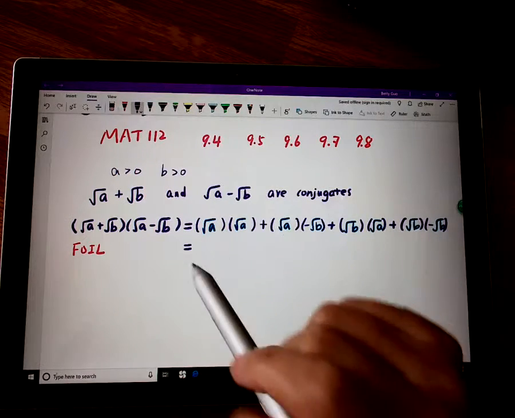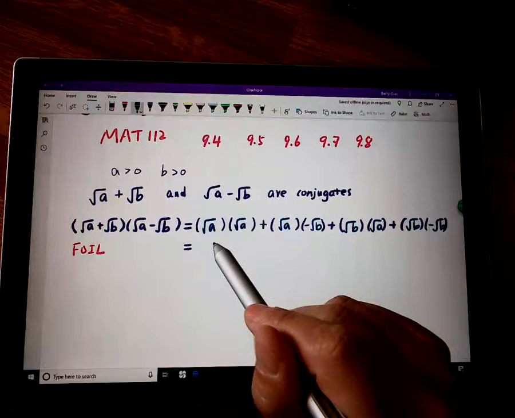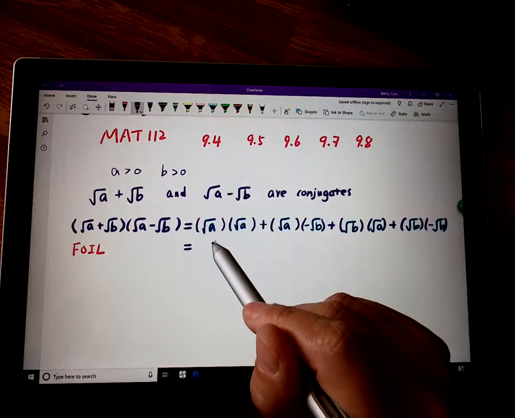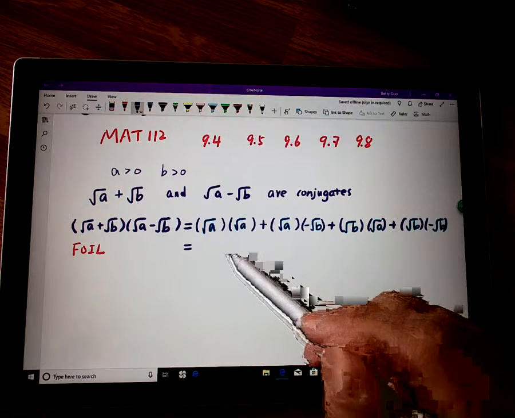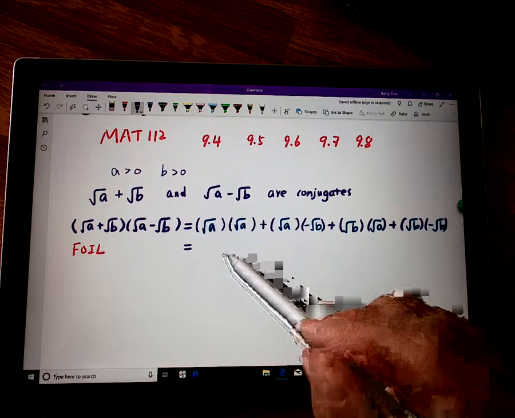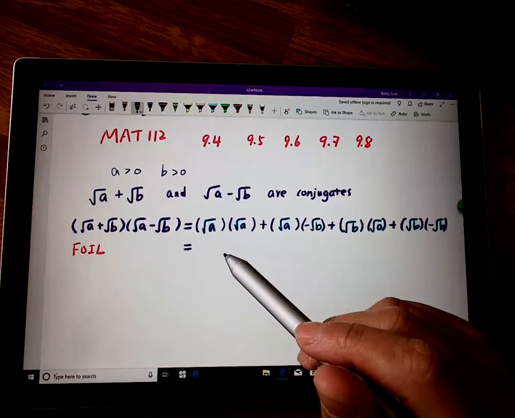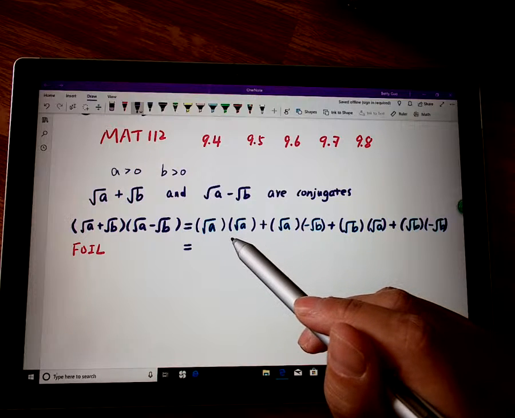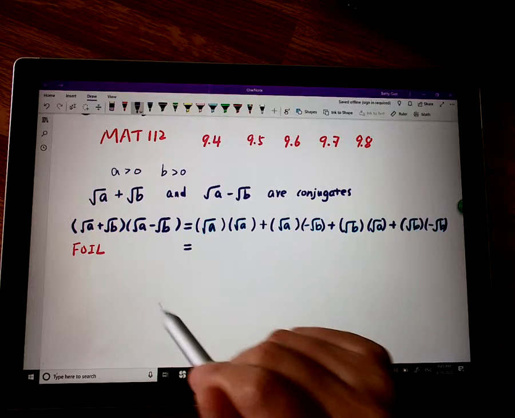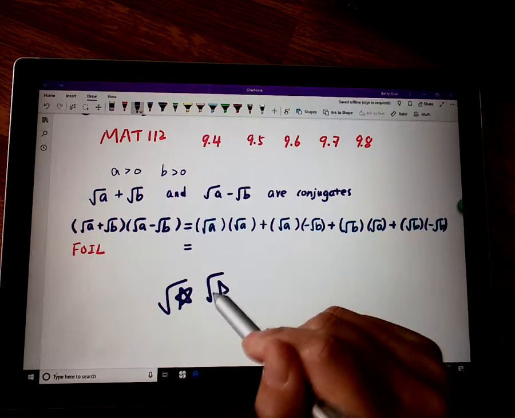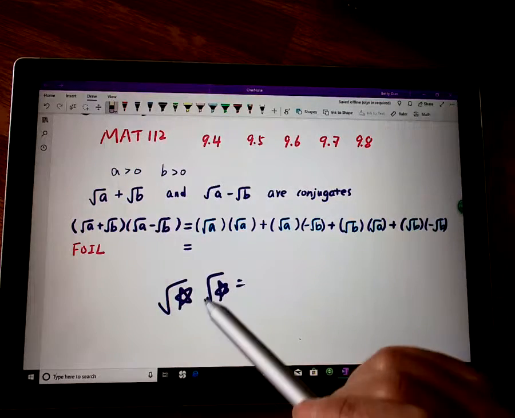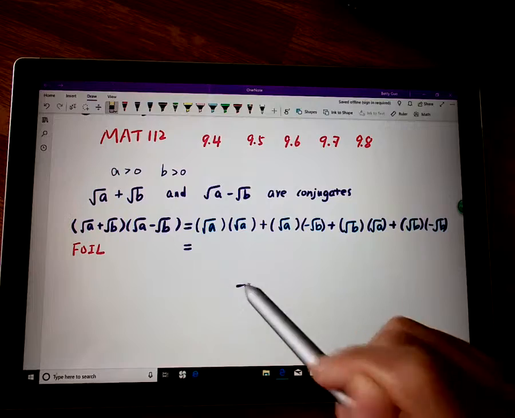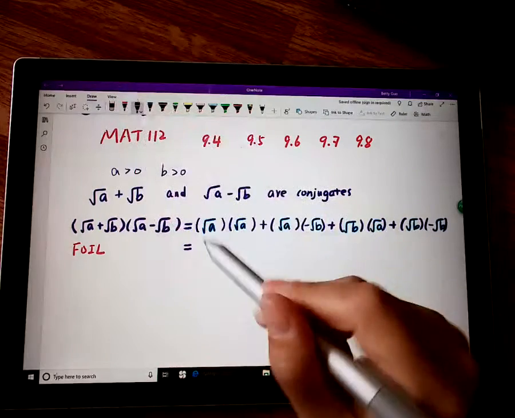Root A times root A. Do you remember what's the product of root A and root A? We practiced this before, right? Root 2 times root 2 equals 2. Root 3 times root 3 equals 3. Root 5 times root 5 equals 5. And so on. You see the pattern. Root something times root something is the thing. Remember that? So what is root A times root A? You would know root A times root A equals A.